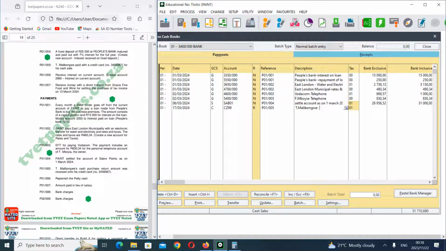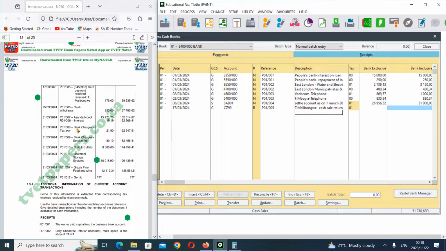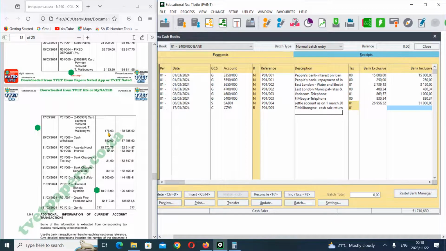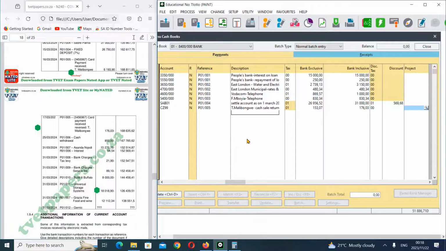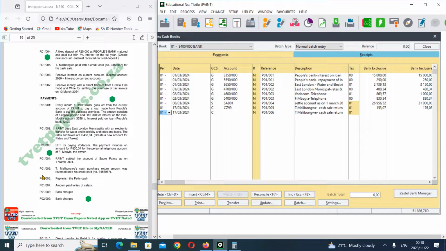For what? Cash purchase returns. So this person is cash sales returns, and then the amount is 176. Then tab. We're done with that, and then we are moving on.